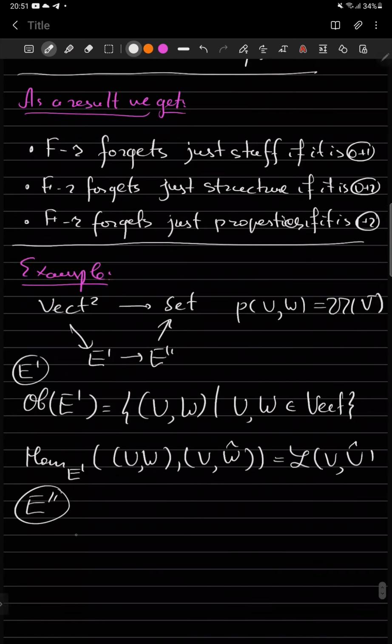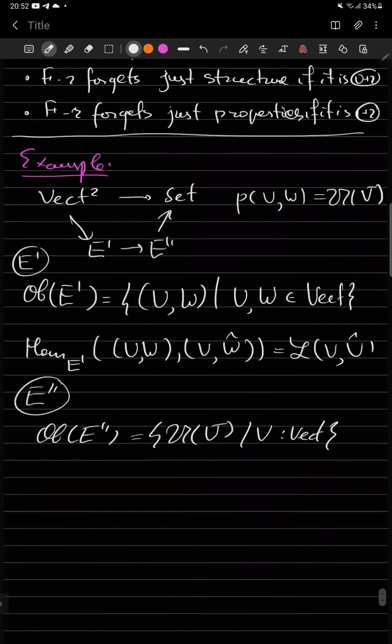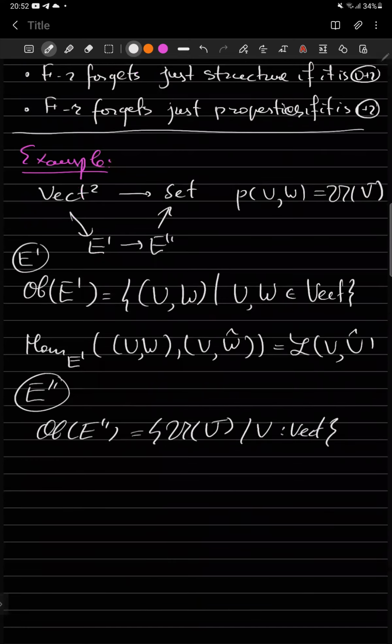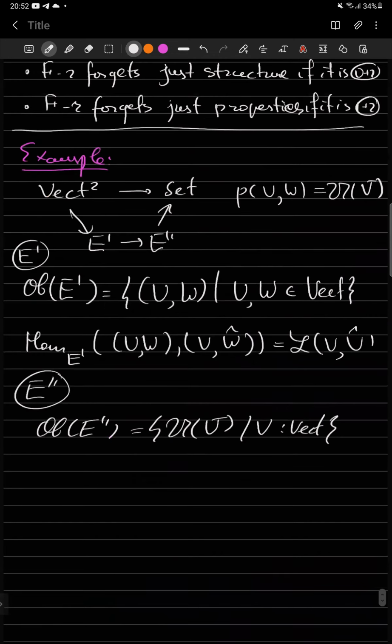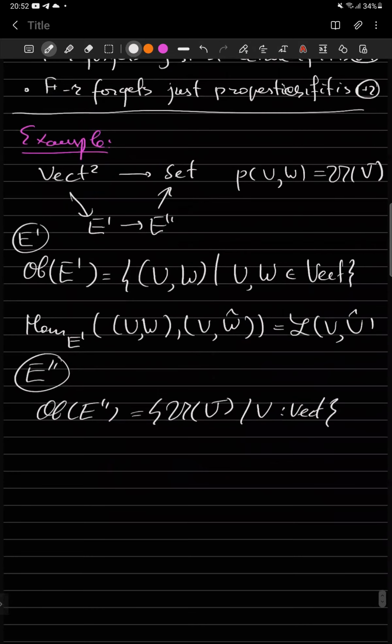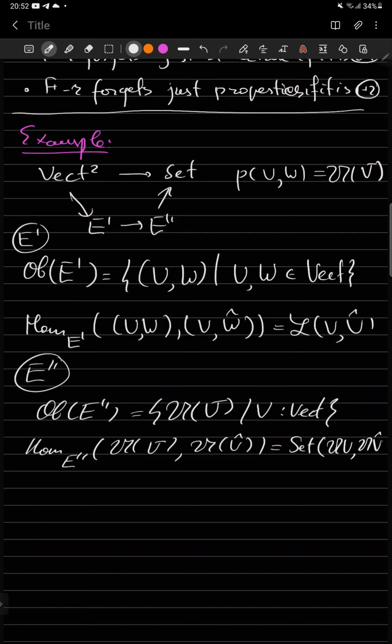Now, that was E prime. E two prime is the following thing. Objects of E two prime are forgetful functors V such that we just considered the functor which is surjective on objects, but we removed the second coordinate. And morphisms in E two prime between two such objects are just all set theoretic maps between them. So this is a gradual transformation from the category of pairs of vector spaces into the category of sets.